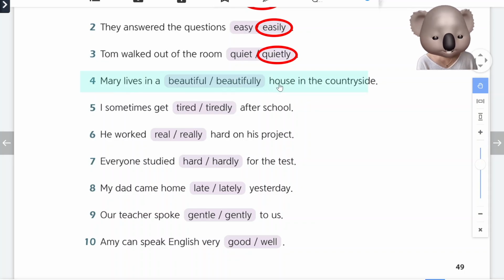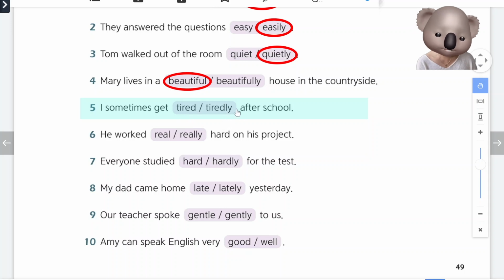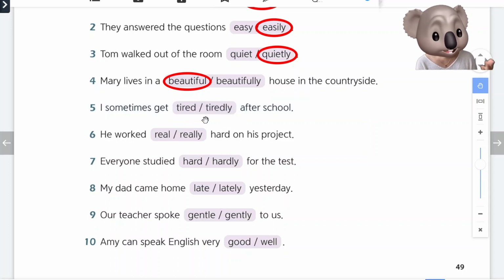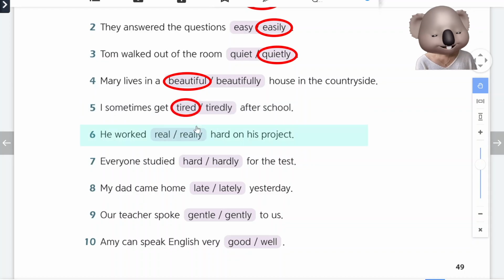What kind of house is it? It's a beautiful house. Beautifully는 아름답게. So we do not need the adverb. Number 5, I sometimes get tired 또는 tiredly after school. 피곤해지다. Get tired. Number 6, he worked real or really hard on this project.